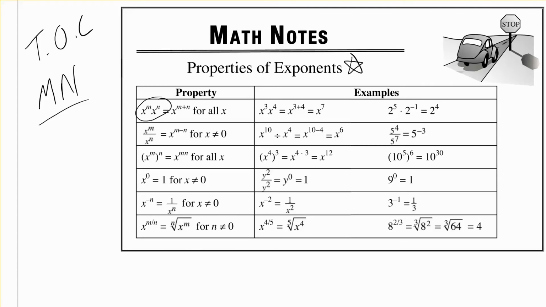From Algebra 2, when we multiply the same base, we can add the exponents. When we divide the same base, we can subtract the exponents. When we have a power raised to a power in parentheses, we multiply them. Anything to the 0 power is 1.